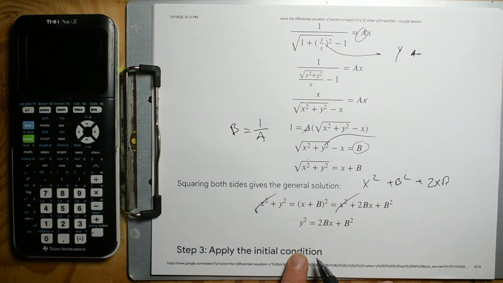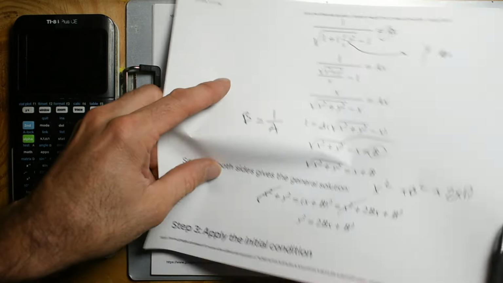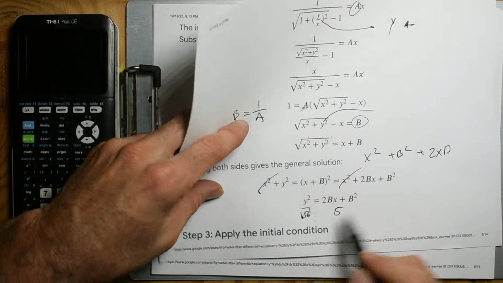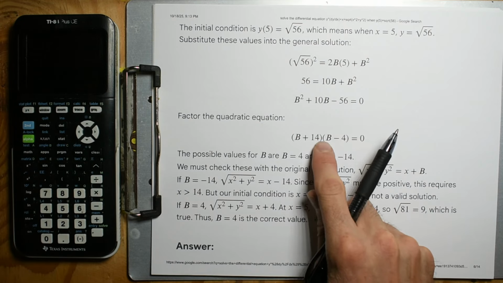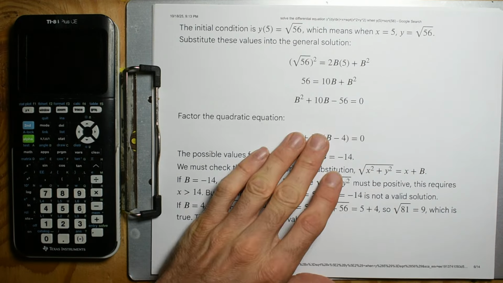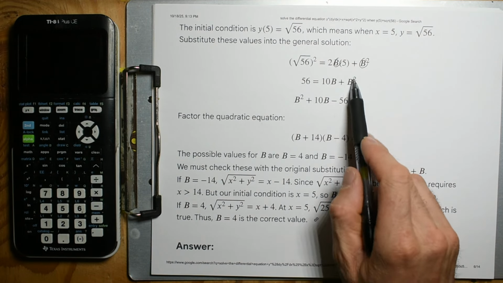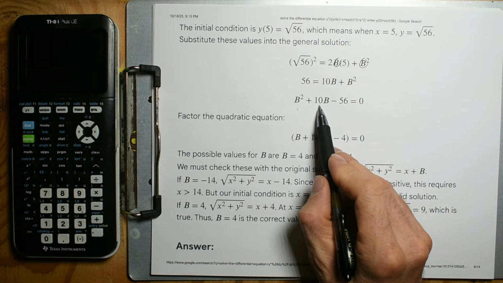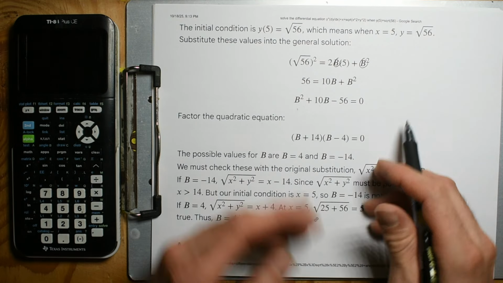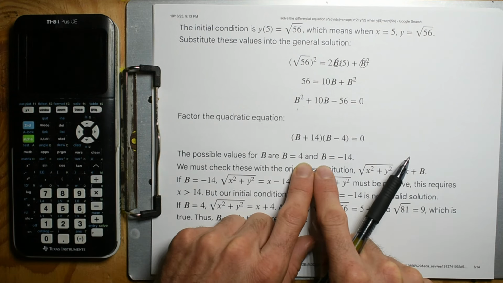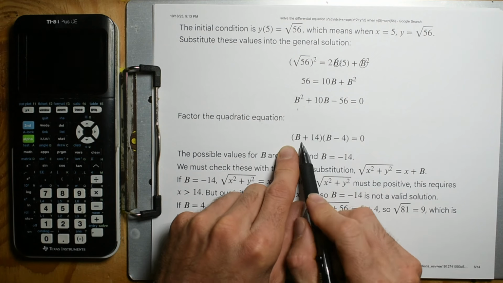And I'm going to apply the initial conditions. So the initial condition said when x is 5, y is the square root of 56. So y squared is 56. And so that's what we have right there. So we have 56 right there, 10 right there, and then we still don't know what the b squared is. So you're going to treat it like a quadratic. Just get everything to one side. Your a term is 1, your b term is 10, your c term is negative 56. Or just factor it into these two terms, and then we're going to see what's possible. So when b is negative 14, that's going to be a solution.